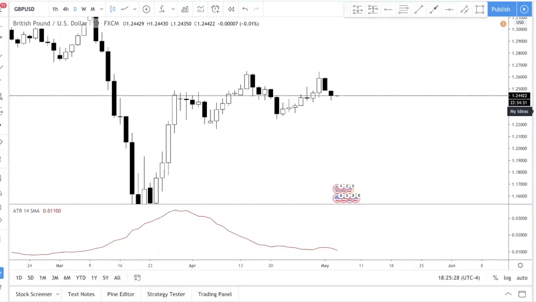Very simple. That means the average daily range for pound dollar is 110 pips. You just ignore the front zeros and the last zero at the back, because 0.01100 is the equivalent of 110 pips. That's how you interpret the ATR.